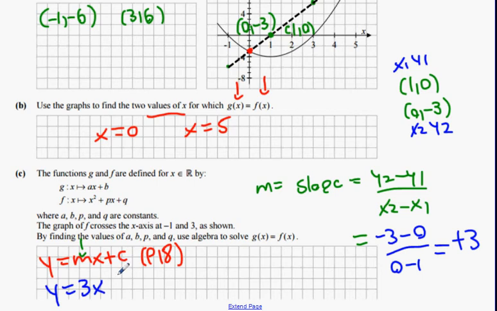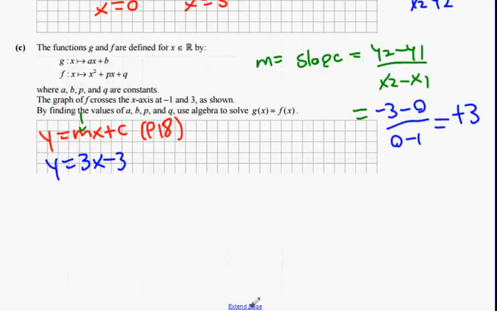What's the c value? Where does it hit the y-axis? What y value does it hit on the y-axis? See it there? Minus 3. (0, -3) is where it hits the y-axis. That means your c value is minus 3. So this function here, ax plus b, is actually 3x minus 3. Means the a value is 3, the b value is minus 3.